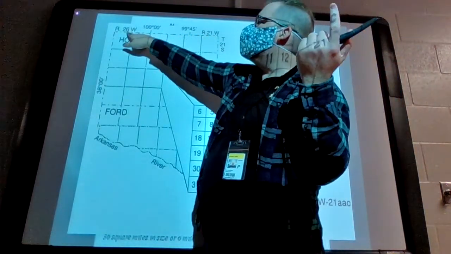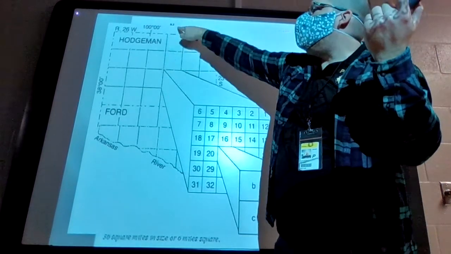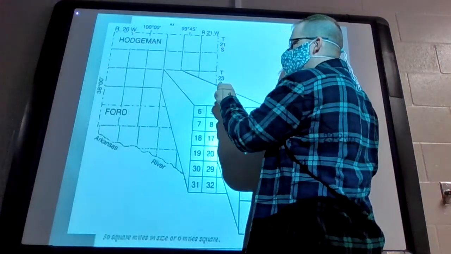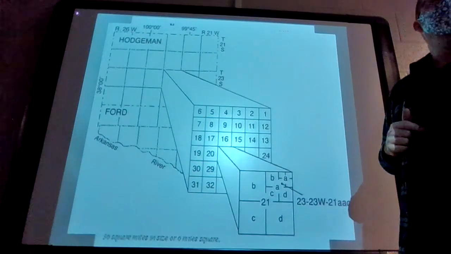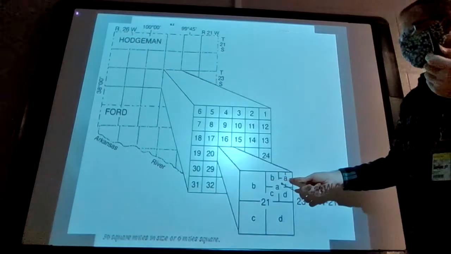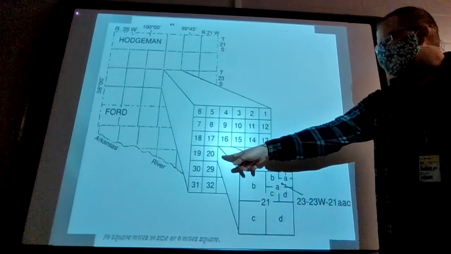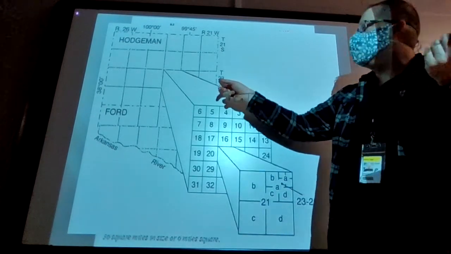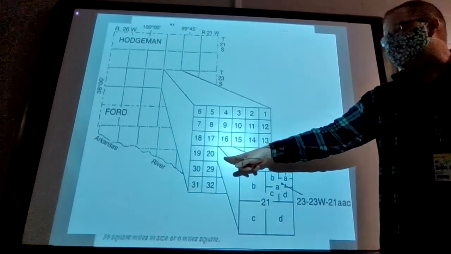If I count over to 26, I go 21, 22, 23. So this will be range 23 West. So now I know that this square is Township 23 South and range 23 West. So I know my township and range. Then I look in here and I see my 36 squares. I know that the next blow up they have is going to be from square number 21, or section number 21. So it's township 23 south, range 23 west, section 21.